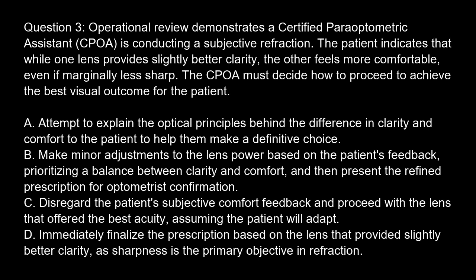Option B. Make minor adjustments to the lens power based on the patient's feedback, prioritizing a balance between clarity and comfort, and then present the refined prescription for optometrist confirmation. Option C. Disregard the patient's subjective comfort feedback and proceed with the lens that offered the best acuity, assuming the patient will adapt. Option D. Immediately finalize the prescription based on the lens that provided slightly better clarity, as sharpness is the primary objective in refraction.